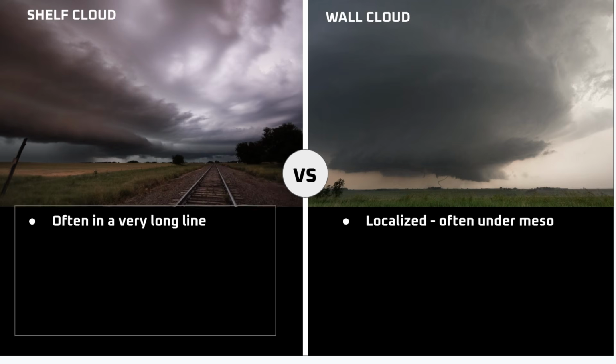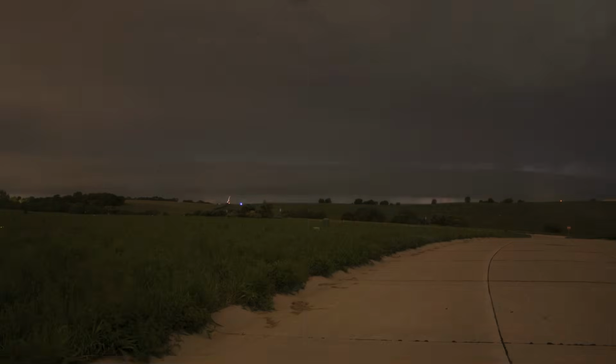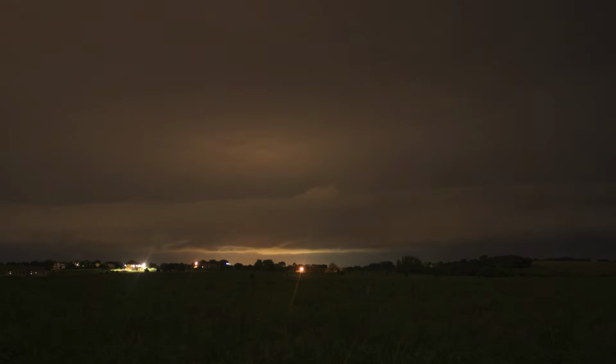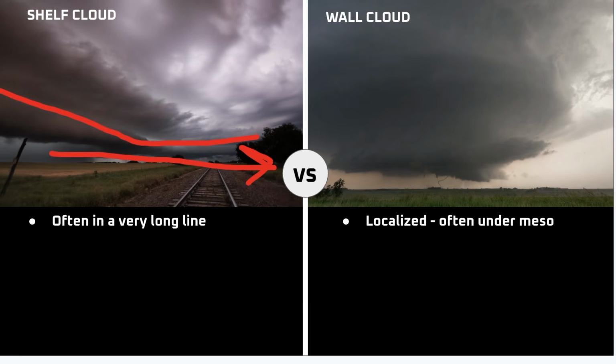So the first thing to look for in shelf clouds is they're often in a really long line. They'll typically span from the north side to the south side of the horizon and expand across the entire sky, and they'll be moving in one direction away from the storm.